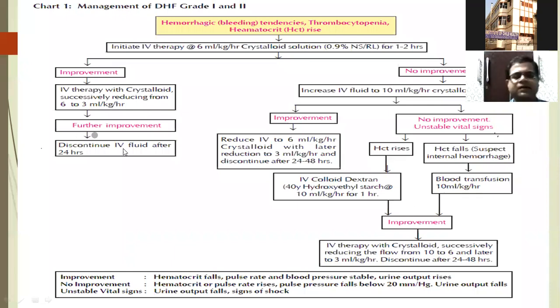If there is further improvement, discontinue the IV fluid after 24 hours. If you get DHF1 and DHF2 within 6 to 8 hours of entry to the capillary leak, you can taper off the IV fluid within 24 hours. It will not take beyond 24 hours. The later you identify the patient in capillary leak, the more IV fluid you need, the more time you need to get rid of this capillary leak, and more complications will be there.